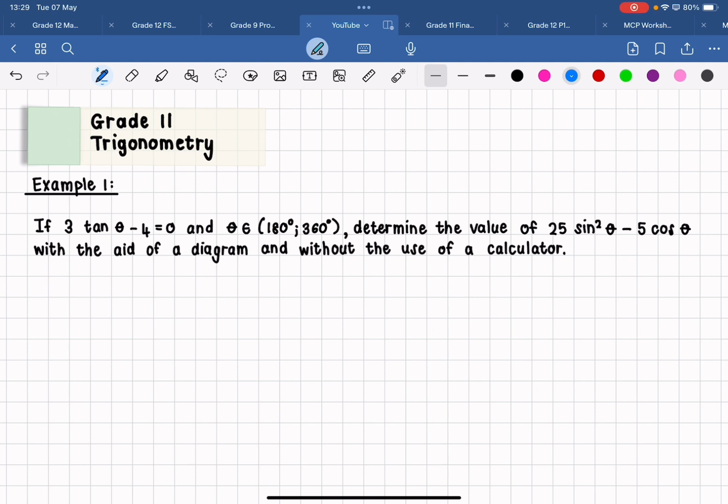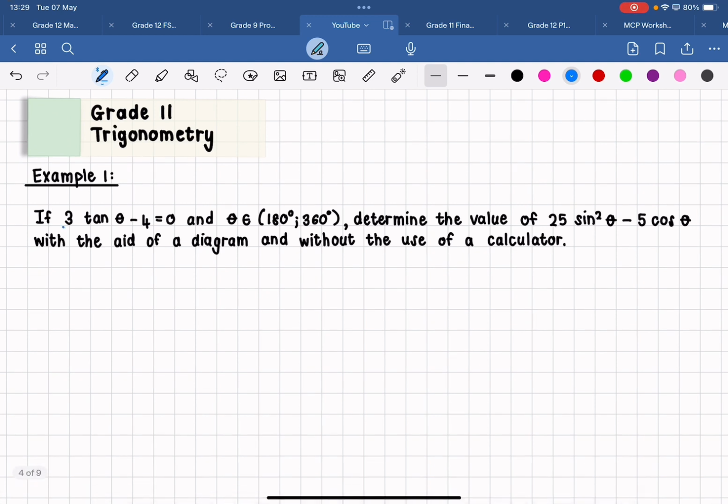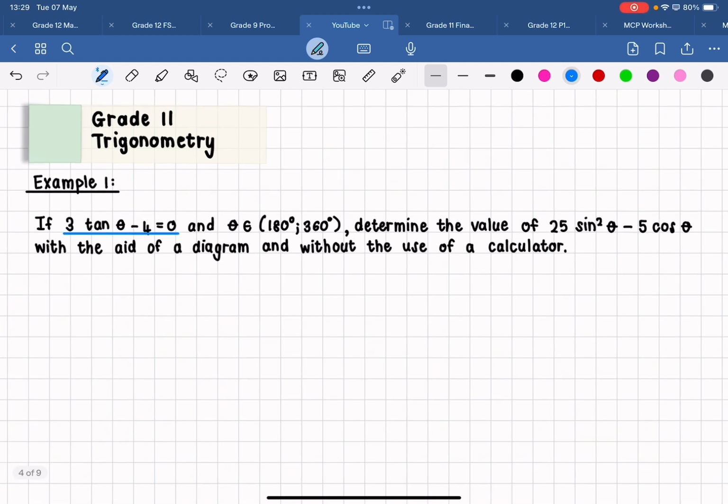So in example 1, they have given us an expression. They are saying if 3 tan theta minus 4 is equal to 0 and theta is an element of 180 to 360. Now, we need to remember that whenever they're telling us this, we are working on the Cartesian plane. And when we have the Cartesian plane, 0 degrees is over here, 90 is there, 180 is over there, 270 is there, and then 360 is in the same place as 0.